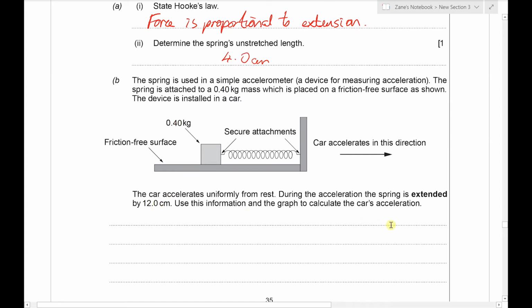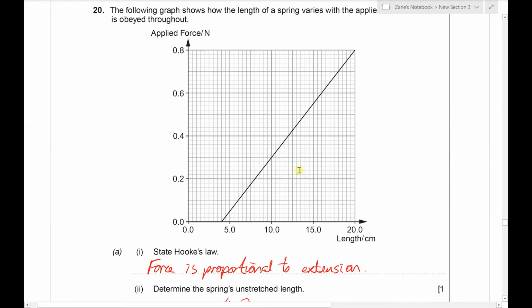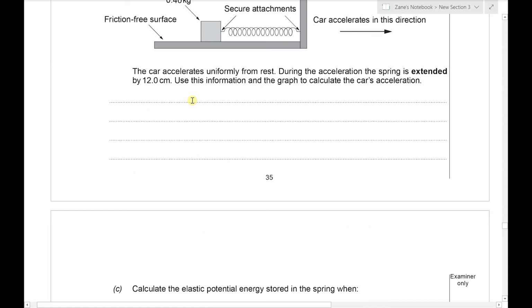Well, if the spring is extended by 12 centimeters and its original length was 4 centimeters, that means its new length will be 16 centimeters. And if we read 16 centimeters off the graph, just being a little bit careful with the scales, you will see basically that the force is 0.6 newtons.